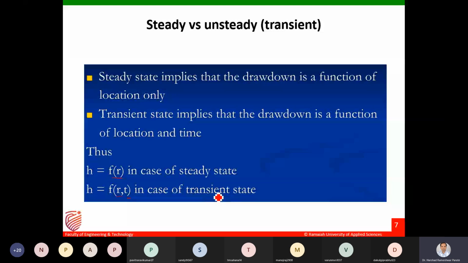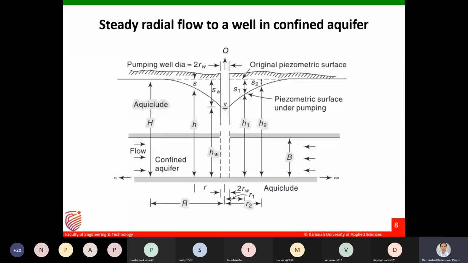So here, just to give an introduction or give a sufficient idea, we are focusing on a steady flow. So now we'll first discuss with respect to the confined aquifer system. So this is basically the steady radial flow into a well in a confined aquifer. Now you consider a confined aquifer.